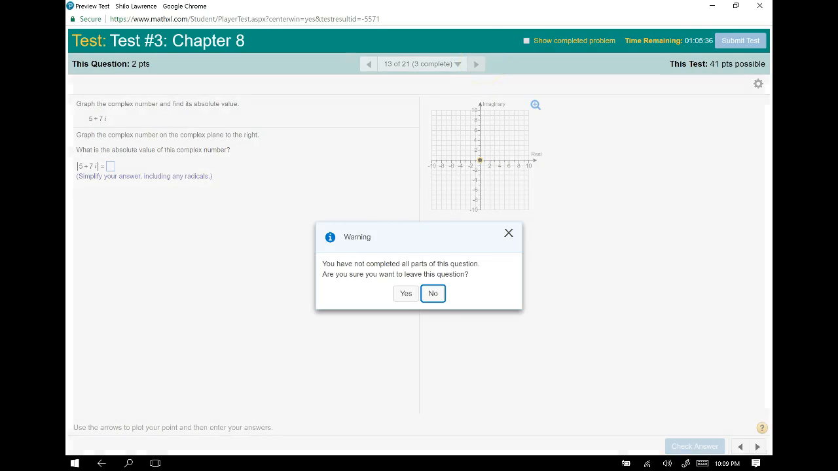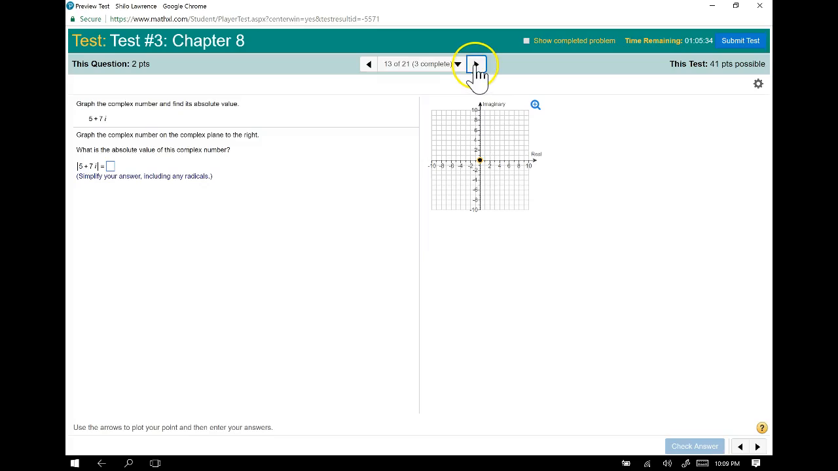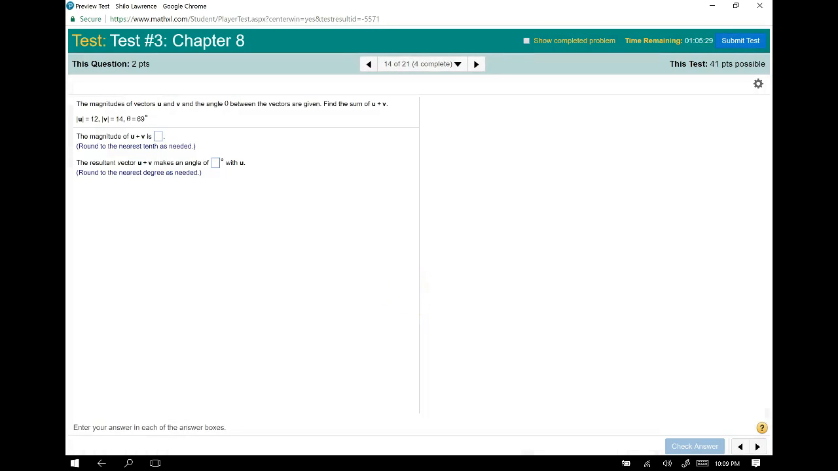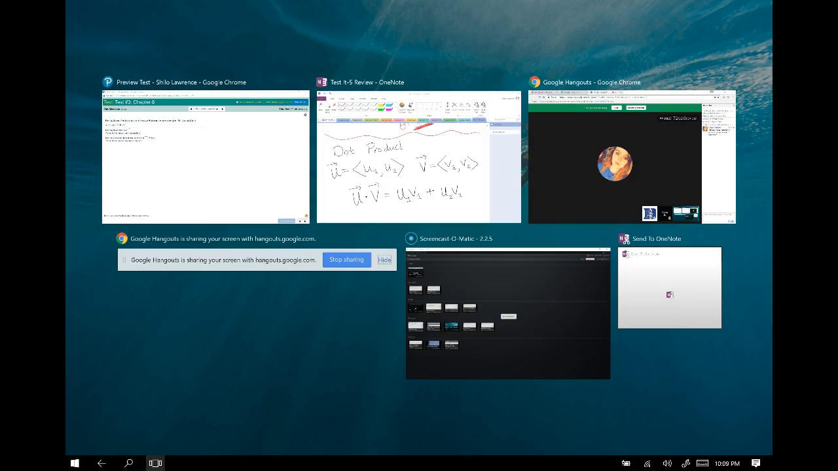Oops. Oh, yeah, I do want to leave it. Here we go. This is the one I was trying to get to. And after this, I think I've pretty much covered everything. I've been ignoring my chat screen.